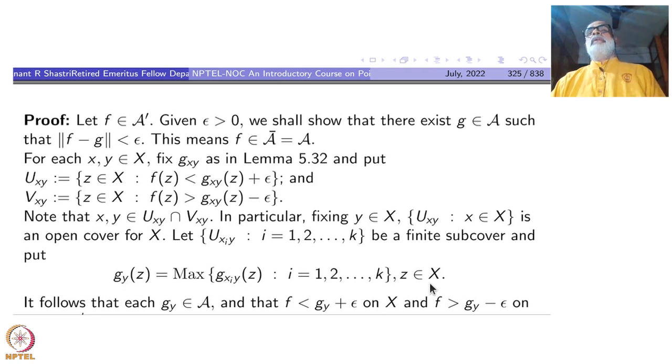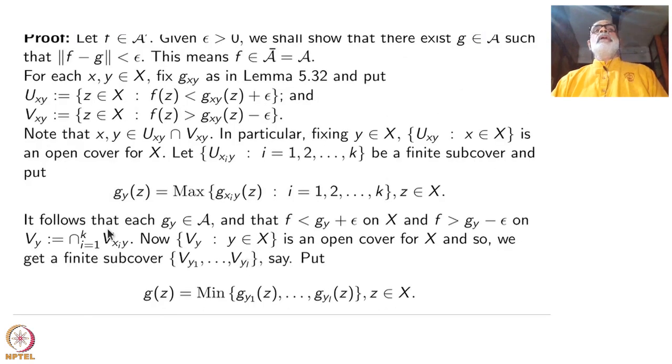So that is inside A. All these g_xiy's are elements of A. Therefore, the maximum is inside A because A is a lattice. So what happens to g_y? It follows g_y is in A and f is less than g_y plus epsilon on the whole of X, because f is less than each g_xiy plus epsilon and this is the maximum. So it is true for all x, for all of them. So f is less than g_y plus epsilon on the whole of X.